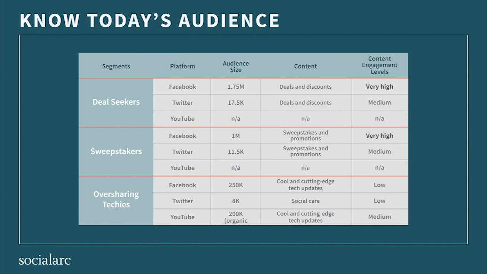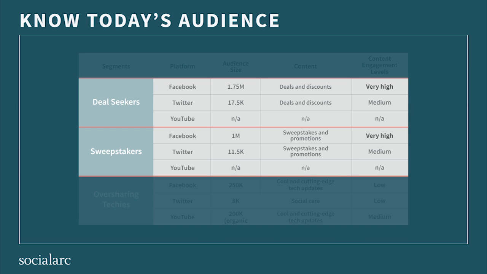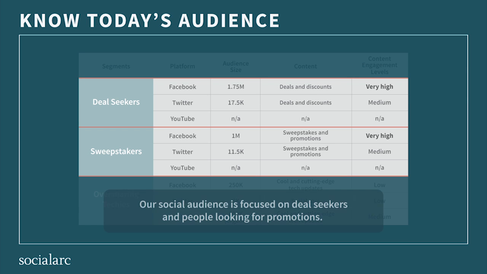So let's find out more about that audience. This is critically important, and it's often the most overlooked part of a social strategy. The first thing we want to do is look at today's audience to understand who they are by segment and how they are represented across my social platforms. You can see in our example that we have 3 main segments that are statistically differentiated from each other. Across our platforms, deal seekers and sweepstakers make up a disproportionate amount of the people that are both our audience by size and the people that are engaging.